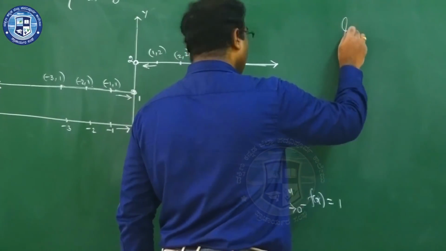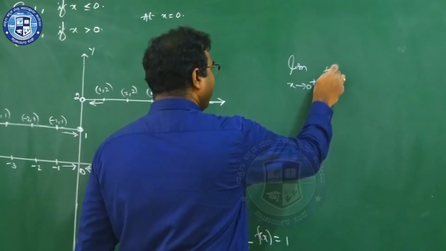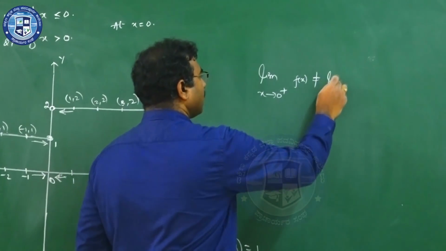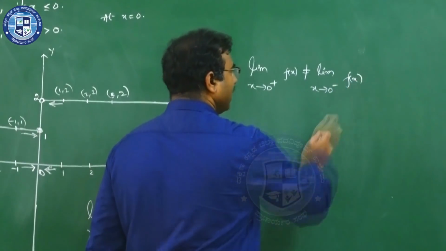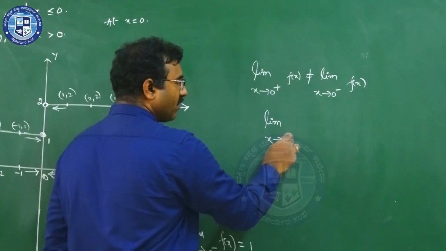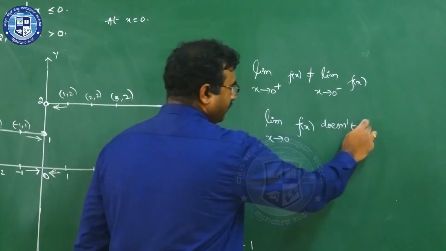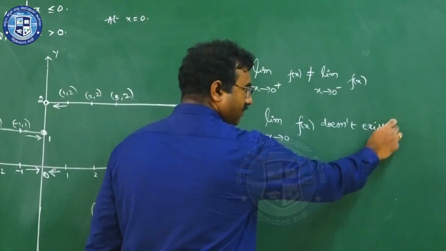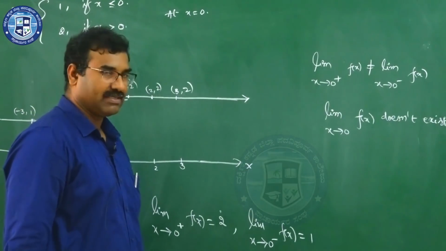That means limit x tends to 0 plus f(x) is not same as limit x tends to 0 minus f(x). That means limit x tends to 0, f(x) does not exist. It does not exist. Limit x tends to 0, f(x) does not exist.